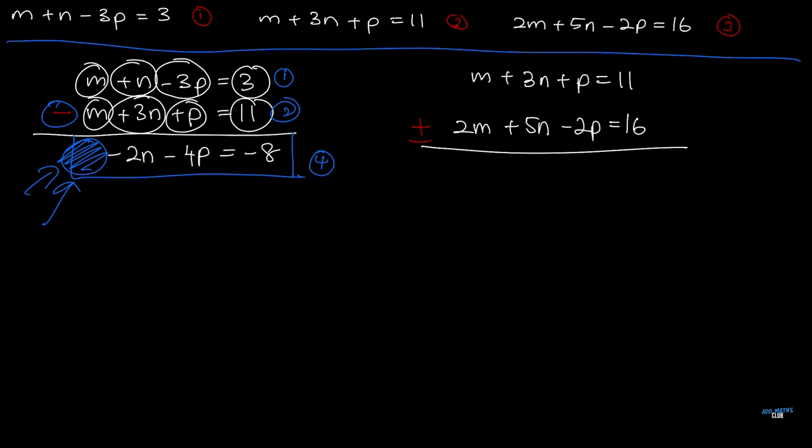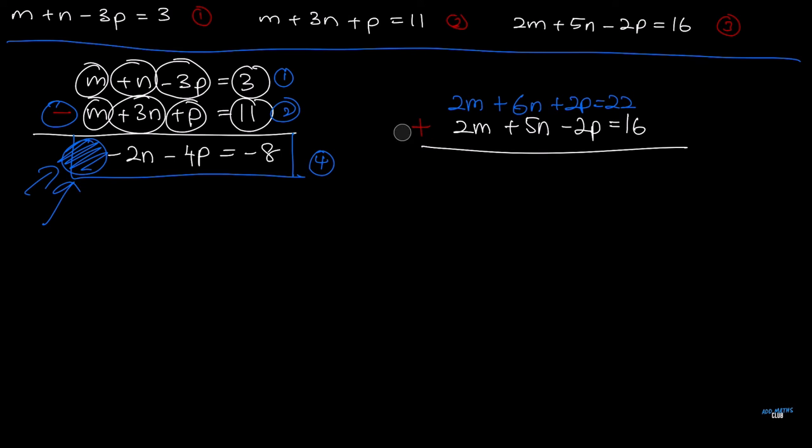So what will happen? I'm going to write down in blue so that you can see the difference. Times by 2, so it will become 2m plus 2 times 3n will become 6n plus 2 times p will be 2p equals to 22. So now the old equation, I just want to wipe it off. I don't want to keep it there to confuse you.